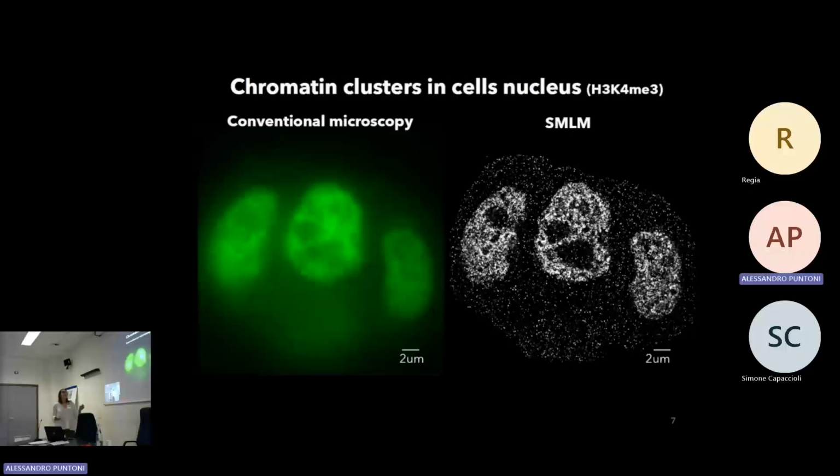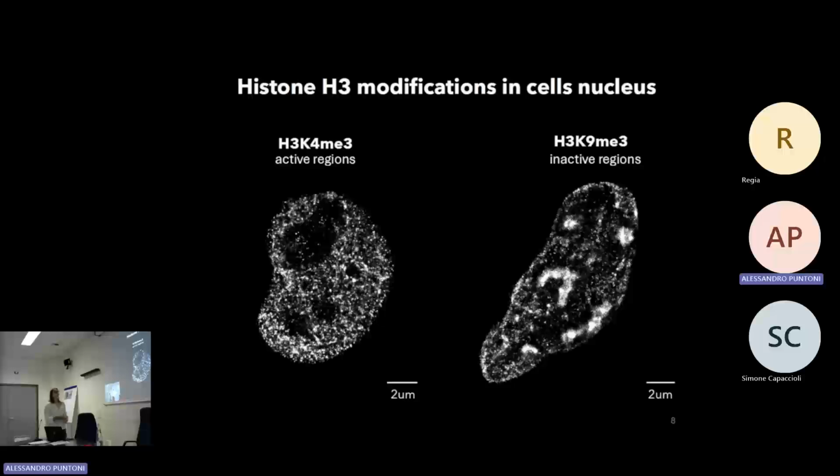So we can see at the right a conventional image of the chromatin, while on the left, in the right, sorry, a super resolution image of chromatin. Here we can see the 2 different proteins that I looked at. At the left, the active regions of chromatin, while at the right, the inactive regions of the chromatin.